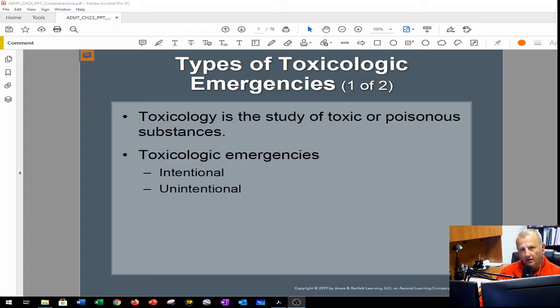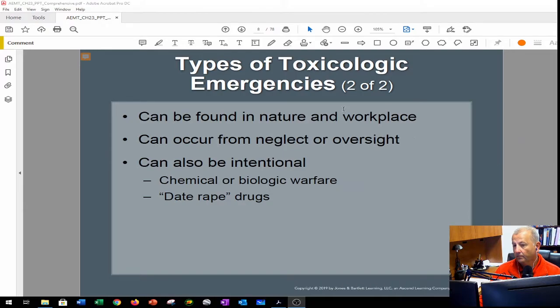So what is toxicology? The study of toxic or poisonous substances. We can find these things everywhere. Toxins can be found everywhere and anywhere.